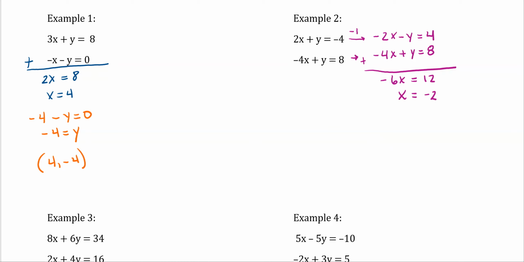Now let's substitute in -2 for x in either of the original equations. I'm going to substitute it in the first equation. Add 4 to both sides, and y is equal to 0. So our answer is the ordered pair -2, 0.